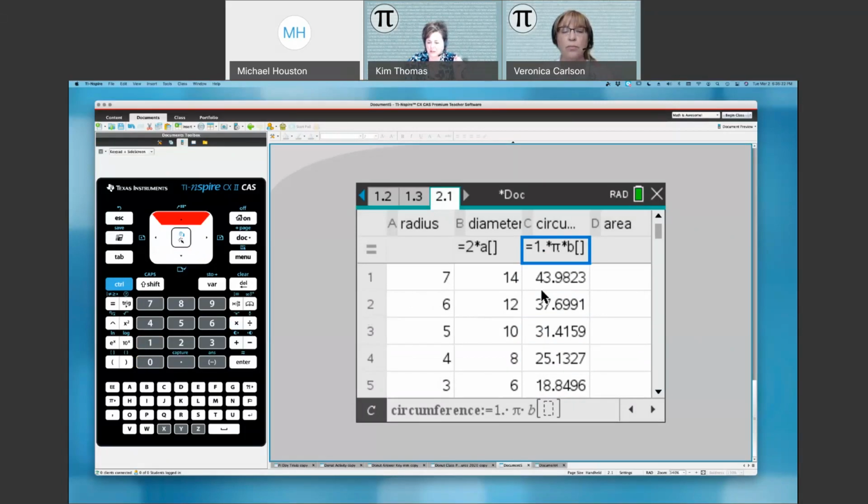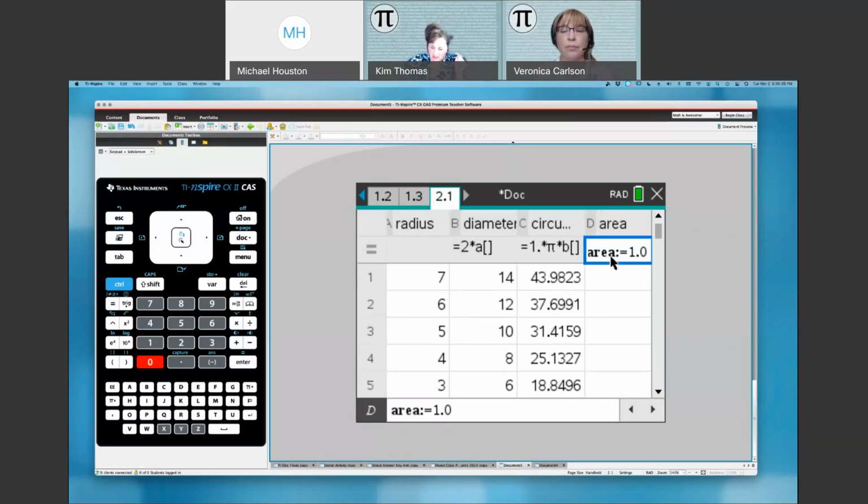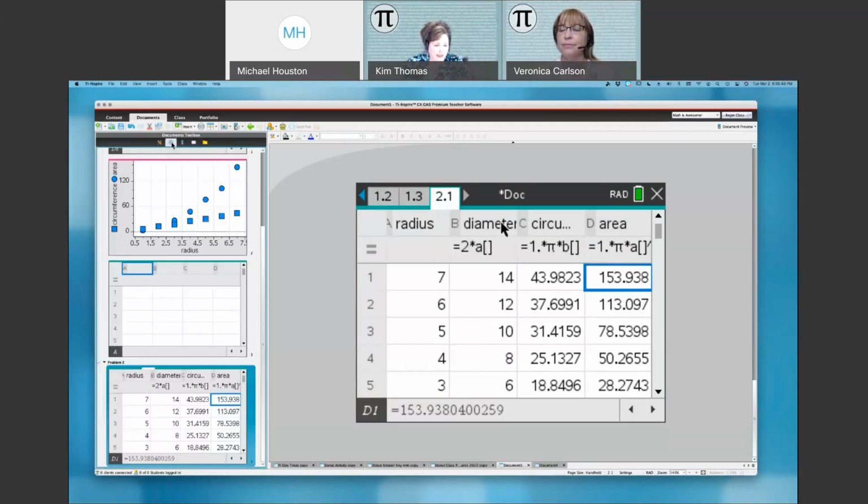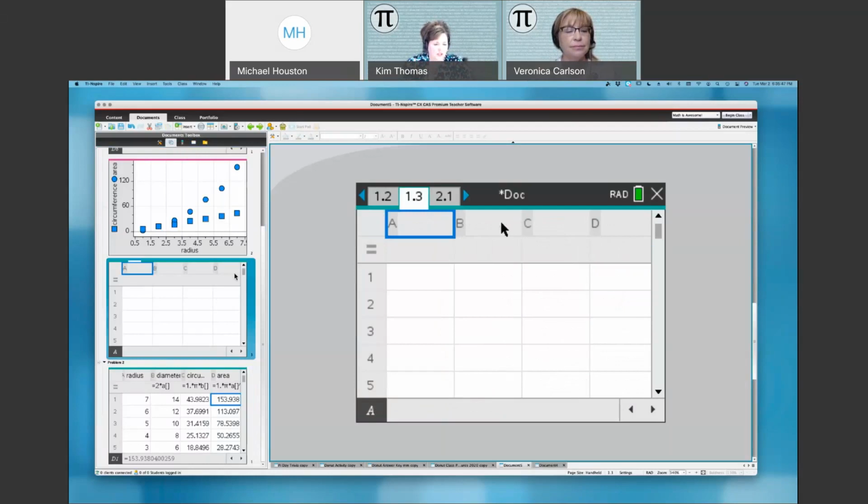Then I'm going to do the same thing for area. So for area, I'm going to do 1.0 times pi times my r squared. Where is my radius? My radius was in A, so I'm going to do A to the second power, and there's my formula. And voila. I know that I've gone really quick with this here, just looking at some data.